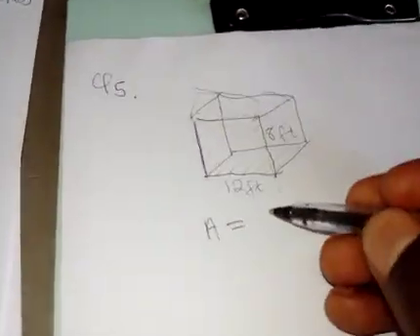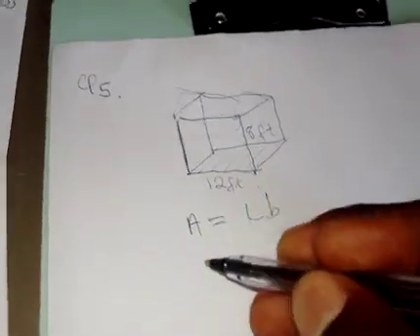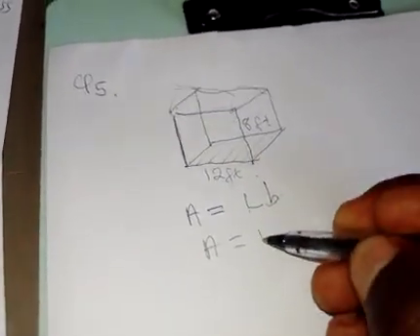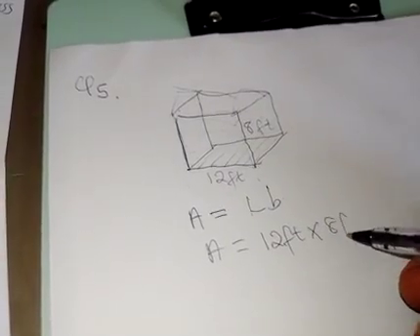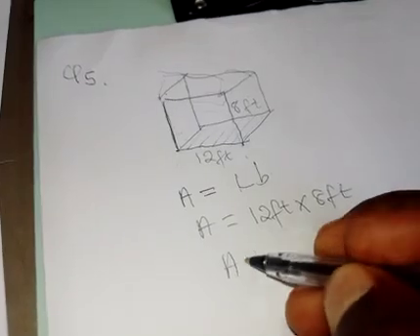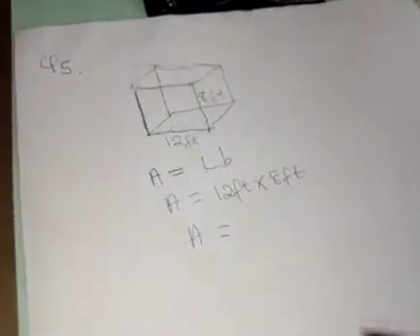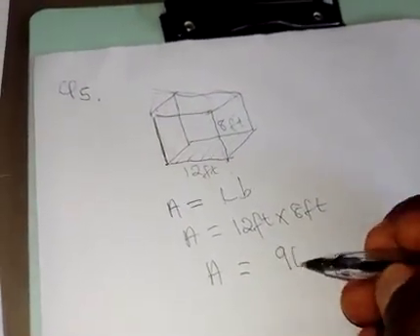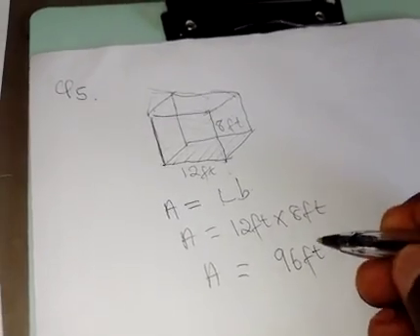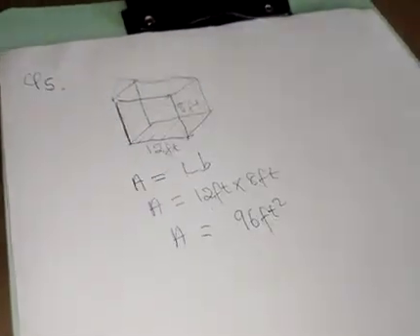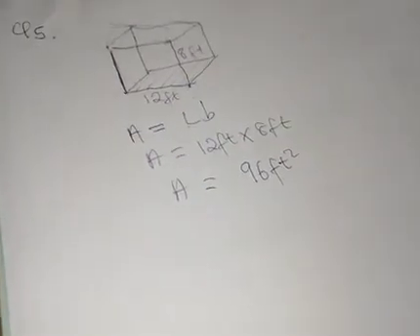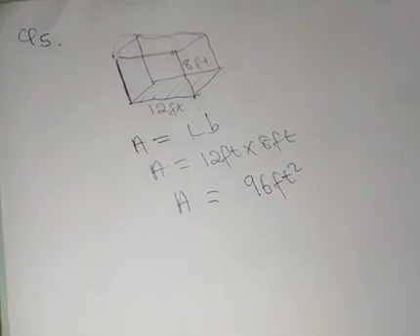If you see the dimensions, let's just use L times B. So area will be equal to 12 feet multiplied by 8 feet. So A is equal to 12 times 8, that's about 96 square feet. So 96 square feet is just the area of 1 surface.